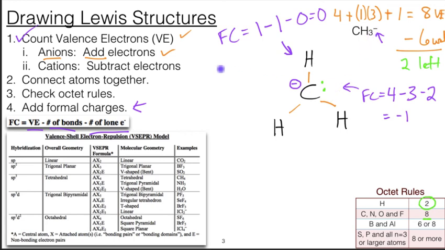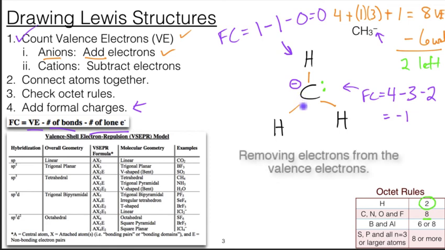Last thing I need to mention, I forgot to mention it earlier: if you have a cation, it's the same process. It's just that you would remove however many electrons based on the charge. If it's plus 1, you remove 1 electron. Plus 2, you remove 2 electrons. Remember, with a cation, you're actually subtracting. You're removing electrons from the molecule.